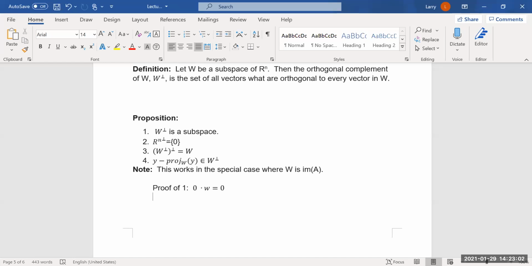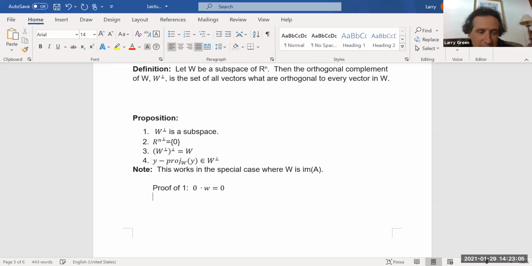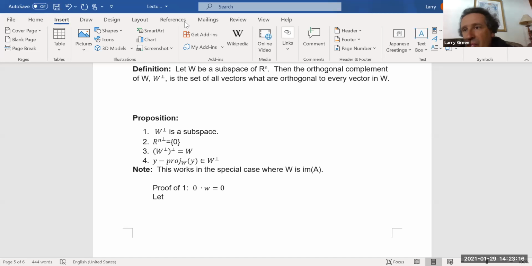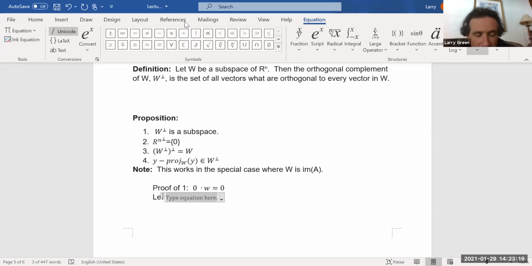Two is easy also. What do we have to do for two? Show that it's closed under vector addition. Good. So let's write it out. So let's say u dot w equals v dot w equals 0 for all w. So let's suppose that we have two vectors in W perp.